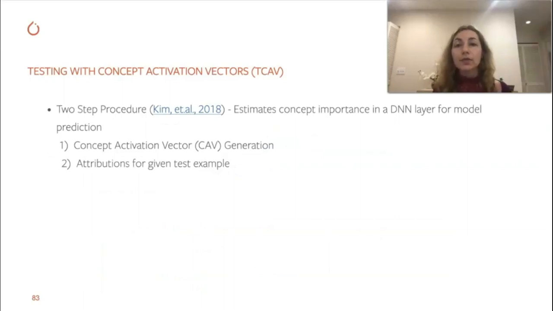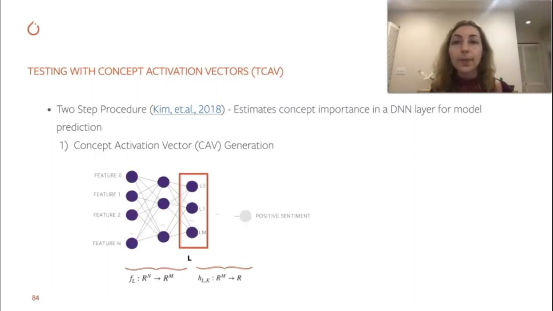TCAV helps us to test the importance of different model layers for model prediction. It consists of two steps. The first step is the generation of the concept activation vectors, or the CAVs, which is concept learning for the neurons in the given layer, and the second step involves directional sensitivity computations, which is the attribution for a specific output prediction with respect to the neuron. Let's go over each of these steps and understand how this two-step procedure works.